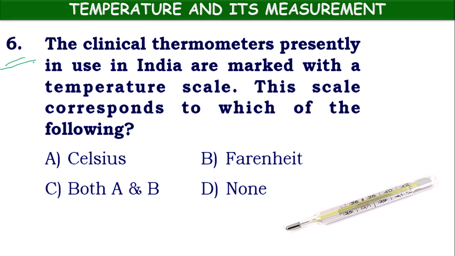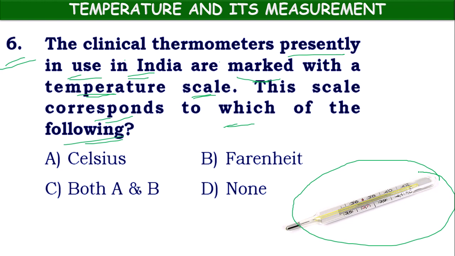Next, sixth question. The clinical thermometers presently in use in India are marked with a temperature scale. This scale corresponds to which of the following? Because with the clinical thermometer, as they are measuring the human body temperature, for measurement we need some units. Temperature is normally measured in Celsius degrees, Fahrenheit degrees, and one more unit, Kelvin degrees.